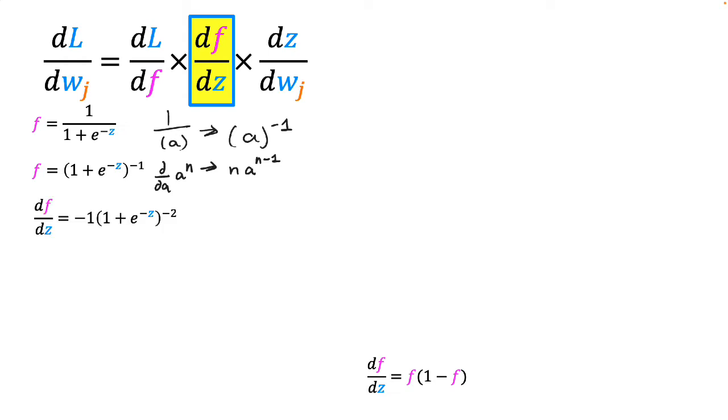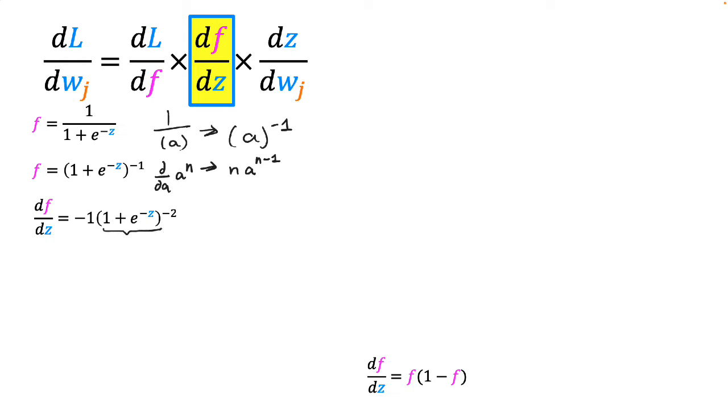So now we can see that the derivative of f with respect to z is negative 1, where that negative 1 came from the power of the previous equation, negative 1 times quantity 1 plus e to the minus z, now raised to the power of minus 2, where minus 2 is taking minus 1, and minus 1 is equal to minus 2.